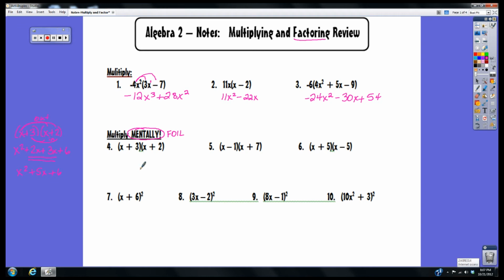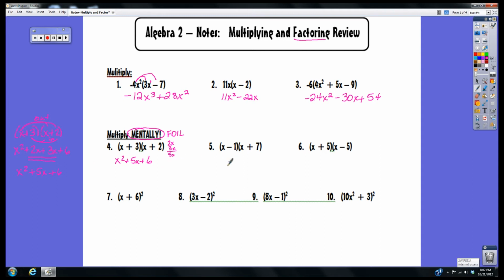So here's what I want you to be able to do for me without writing out all the steps. X times x is x squared, and I want you to mentally multiply the outsides, and in your head think that you have 2x. Multiply the insides, and in your head think that you have 3x. Combine them together. This is all mentally in your head, and now you know that you have 5x. And then the last terms, 3 times 2 is 6. And this is all mentally in your head without writing out all the steps.